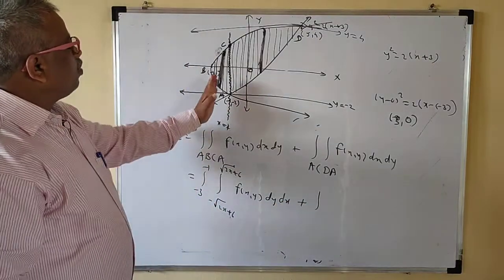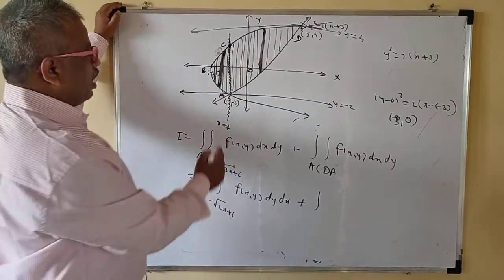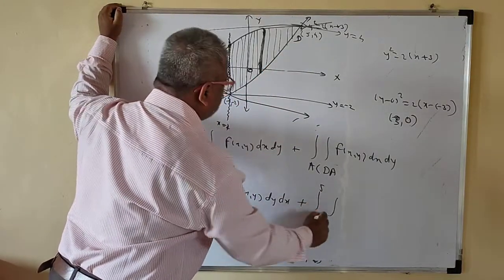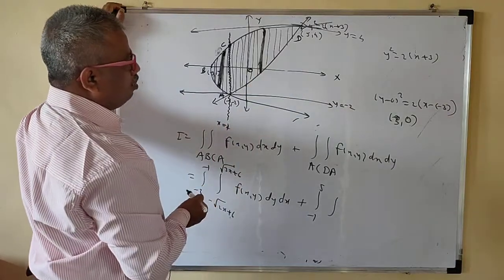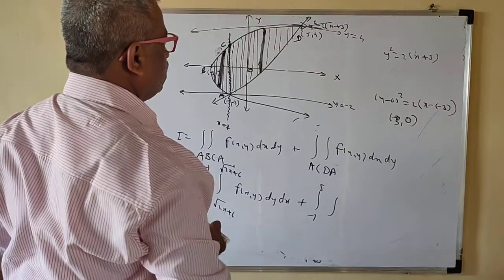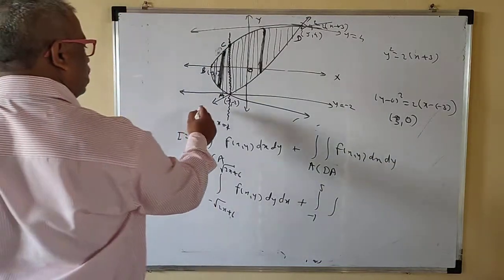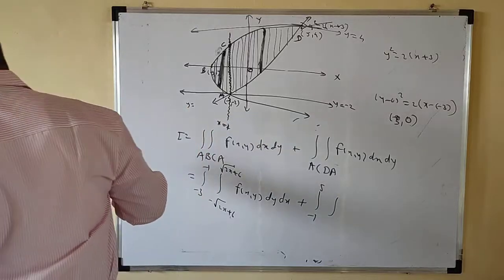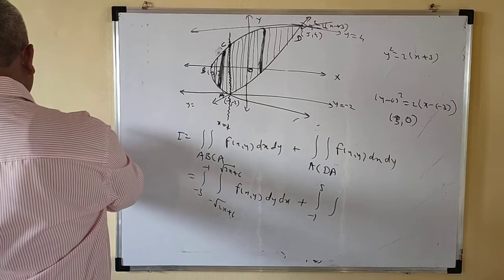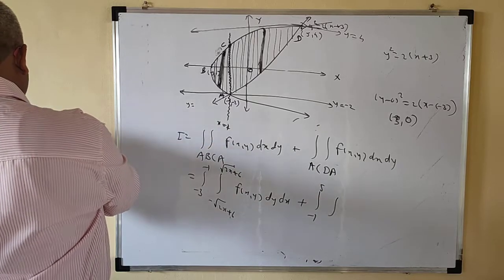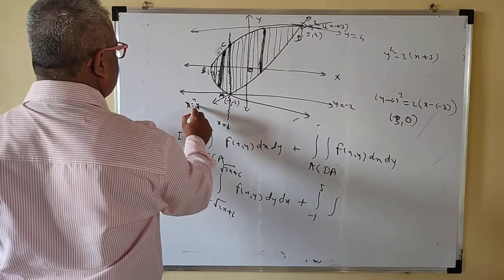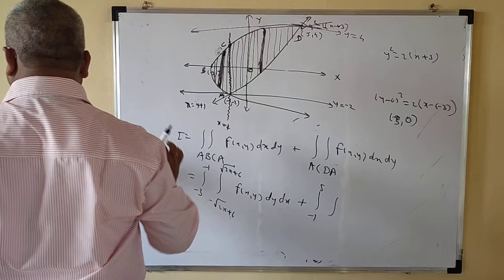Now from minus 1 to 5, the limits of x. Then y from the lower curve. What is the equation of that line? I have not written the equation of the line yet. It is x is equal to y plus 1, the equation of that line.